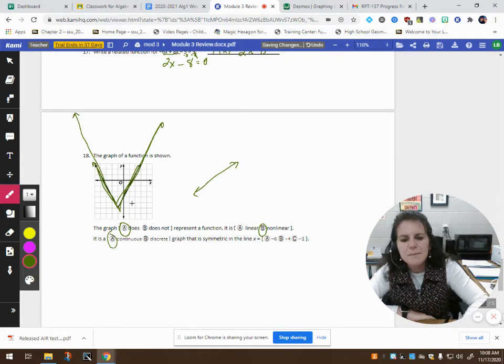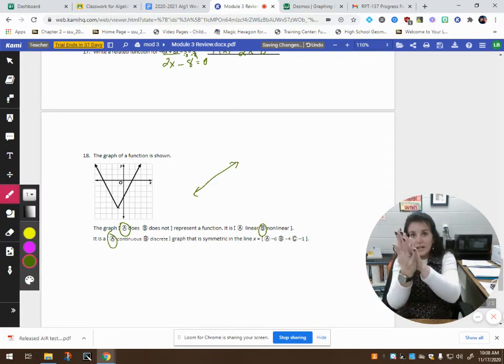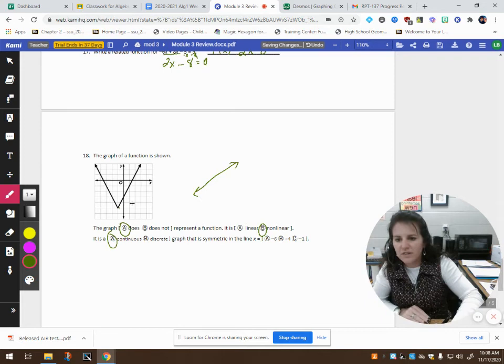And it is symmetric about the line x equals what number? Let me erase this so we can look at it a little better. Erase all my scribbles here. Think about what that means. It's symmetric. That means we could fold it in half and it would lie directly on top of each other about the line where x equals what? Well, where is x passing through?